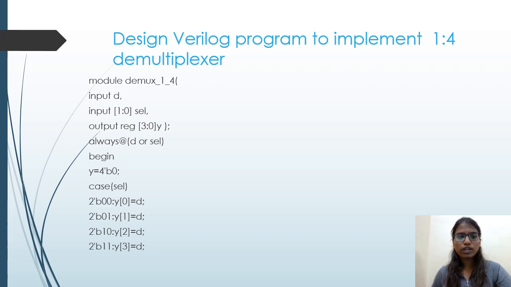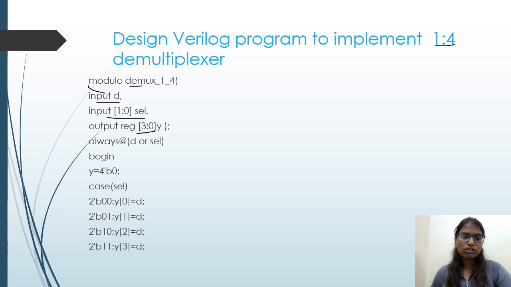We can also solve the problems of demultiplexers using Verilog programs. Here is one example of such a Verilog program. First, in Verilog we'll use module and end module. In the module, we are giving the name, using the example of 1:4 demultiplexer, so demux 1:4. The input is taken as D, and as we have two select lines, we give 1:0. Then at the output we have 4 outputs, so 3:0.